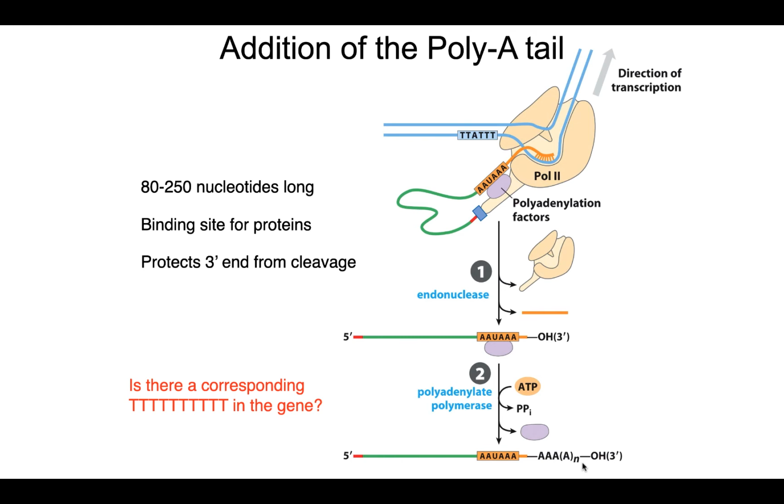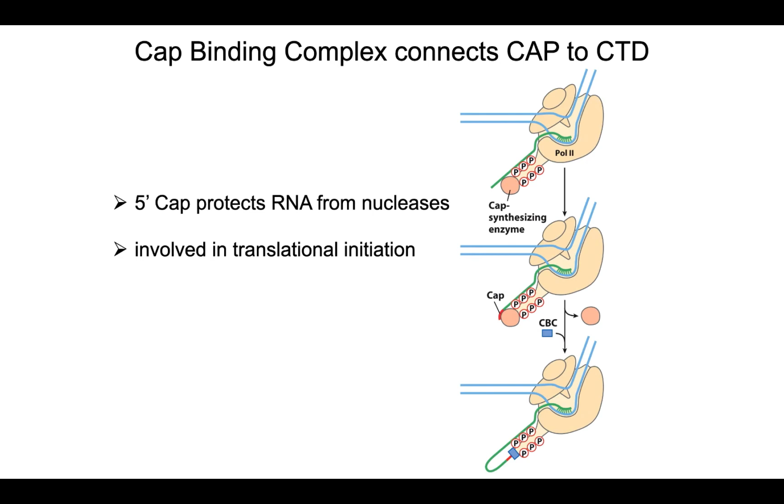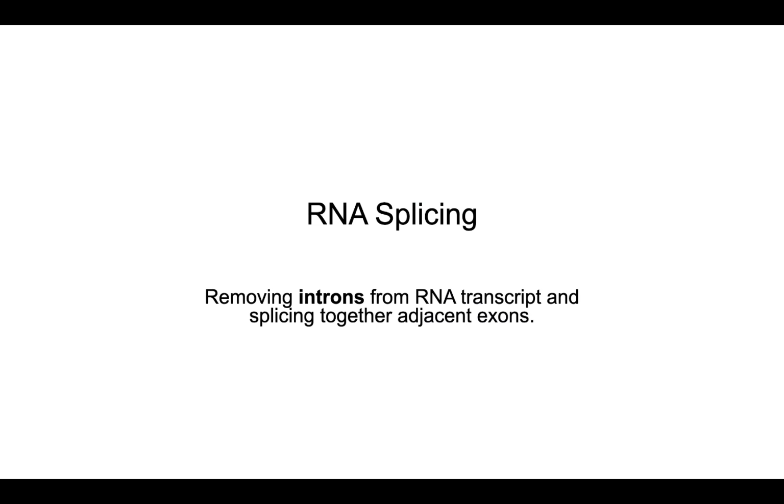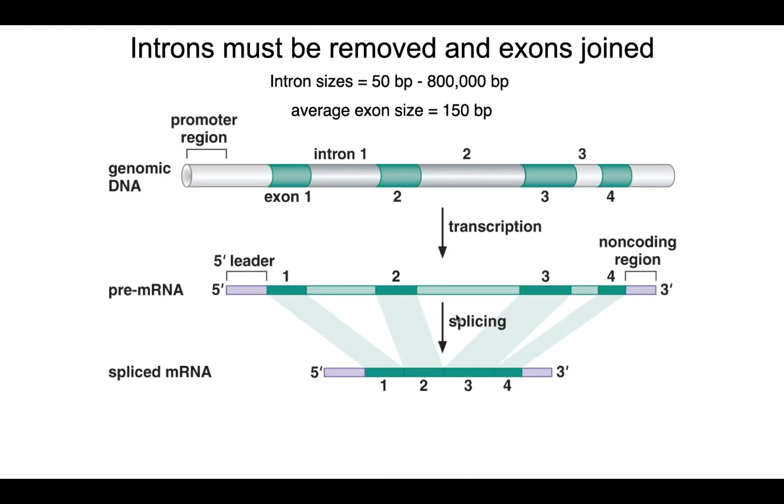What we haven't gone into yet, between the production of the GCAP, the production of the poly A tail, and the release of the messenger RNA from the RNA polymerase, is splicing. Splicing happens before the addition of the poly A tail, but it's the most complex, so I'm going to leave it to the end here. So, RNA splicing: removing introns from the RNA transcript and splicing together the adjacent exons. What we're looking at is a situation in which we are removing these sequences here, introns, introns, introns, and we are splicing together exons, exons, exons.